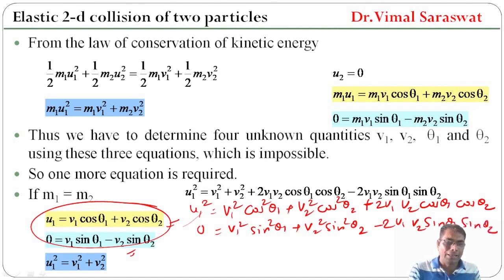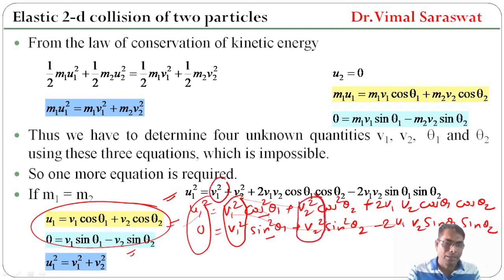Now if we add these two equations, then u1 square plus 0 is u1 square. We take v1 square common in these two factors. So in bracket cos square theta 1 plus sin square theta 1, which is 1. So here we have v1 square. Also we take v2 square common here. So in bracket cos square theta 2 plus sin square theta 2, which is 1. So here we have v2 square.